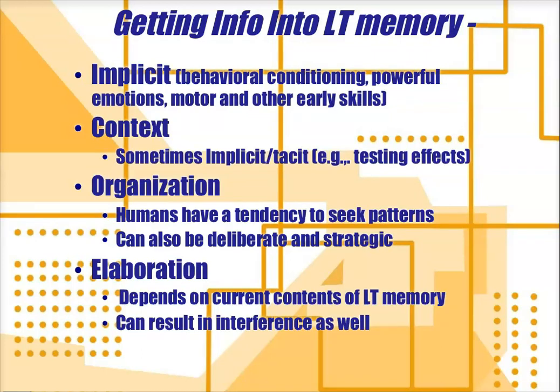Elaboration depends on the contents of your long-term memory. So once again, people who know a lot learn faster, especially in a field that they know a lot. They learn faster because they already know where the gaps are. They know where this fits. They go, oh yeah, that's there, that's there, that's there. Long-term memory and elaboration, however, can also result in interference, where what goes into your long-term memory is either inaccurate or it just doesn't make it in. And we'll talk about that in a minute.